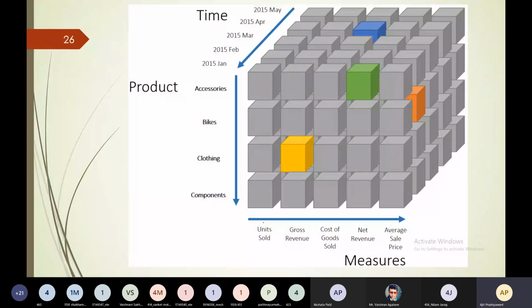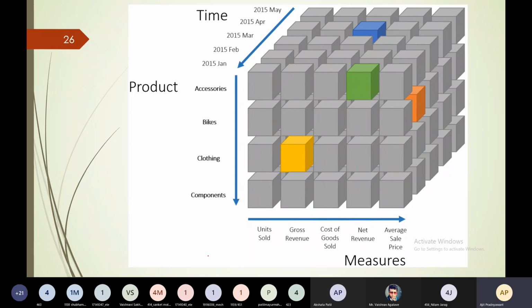So this is the diagrammatic representation of the OLAP. Data is present in multidimensional form. This is one dimension, this is another dimension, and this is the third dimension. So now you can understand. This one shows how data is present. This is the cube which will represent the data, and different views of the cube will help the manager to analyze the data.